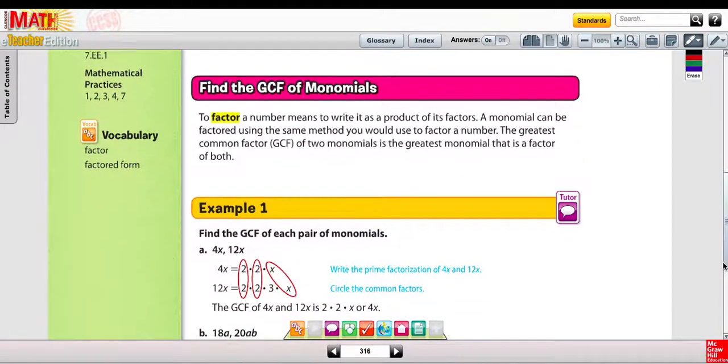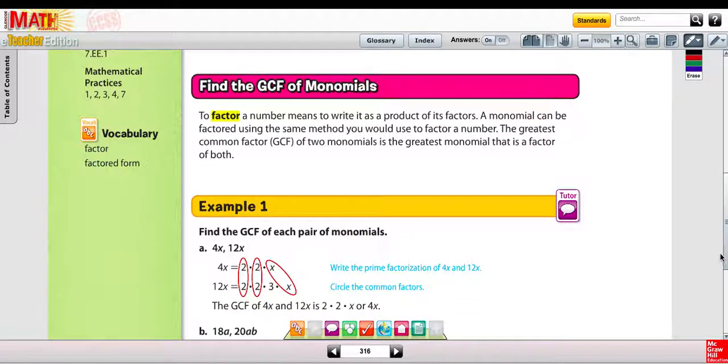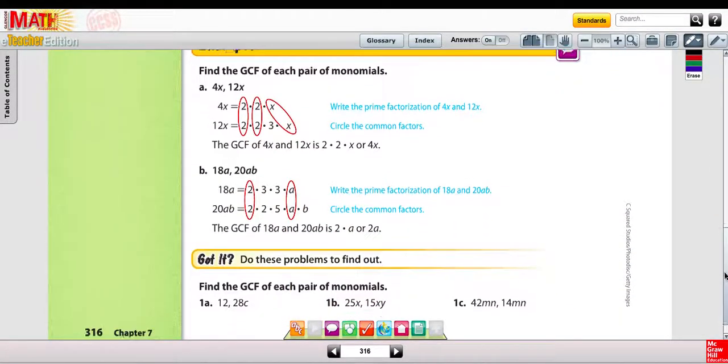Okay, so to factor a number is to write it as a product of factors. So I can write 14 as a product of 2 and 7. The greatest common factor is what we're trying to find here, but we're going to be using two monomials. So we're going to try to find the greatest common factor of two monomials.